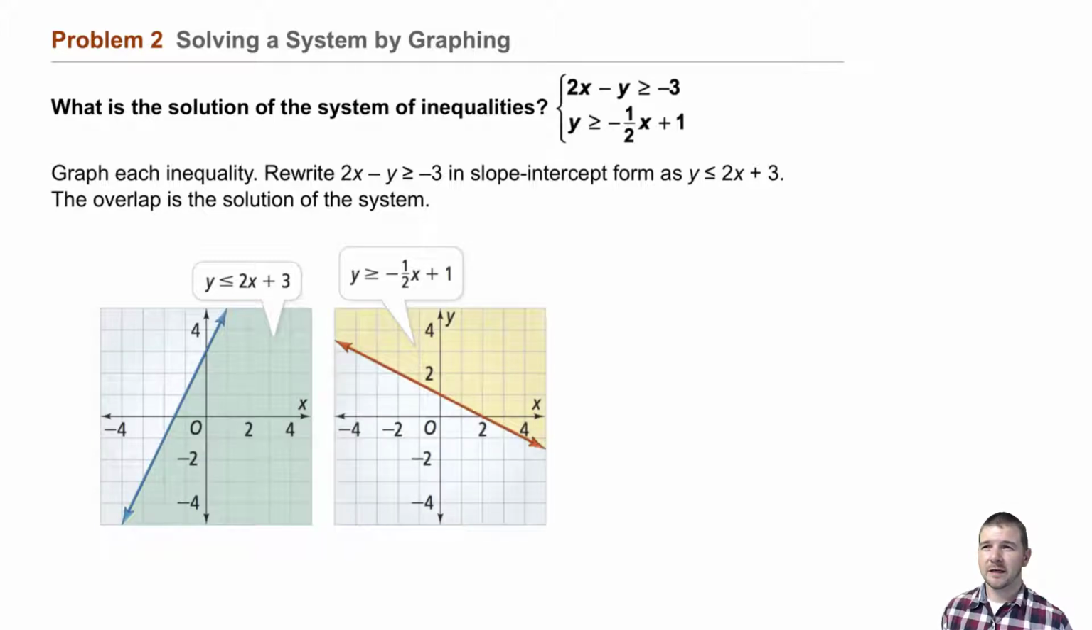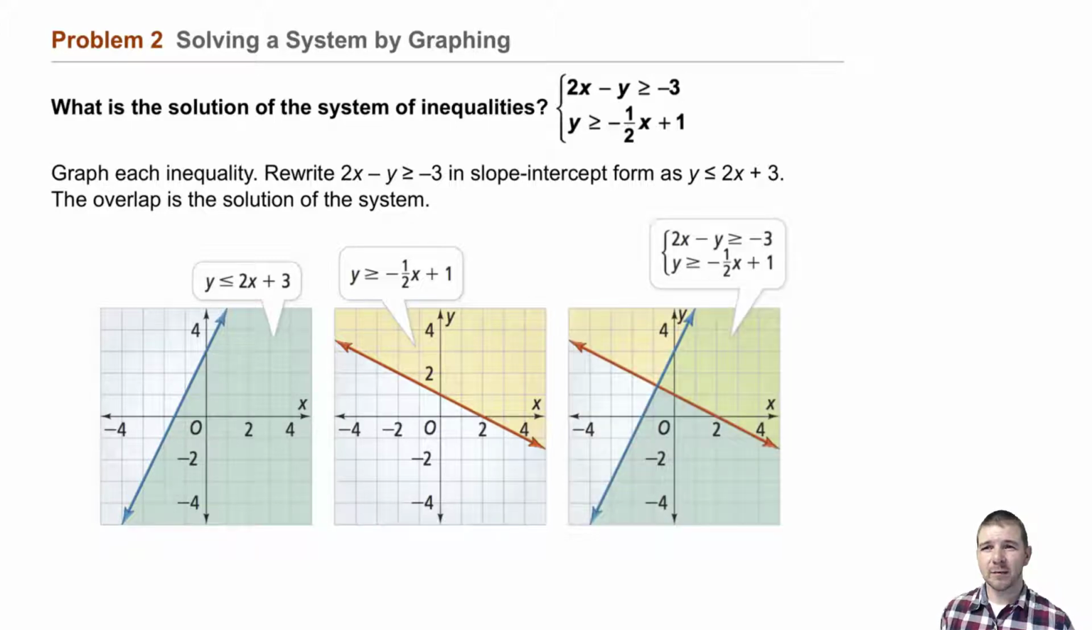Next, we'll graph the inequality y is greater than or equal to -1/2 x plus 1. Again, a solid boundary line, and this time we're shading above the boundary line to indicate the solutions of y greater than or equal to the expression.